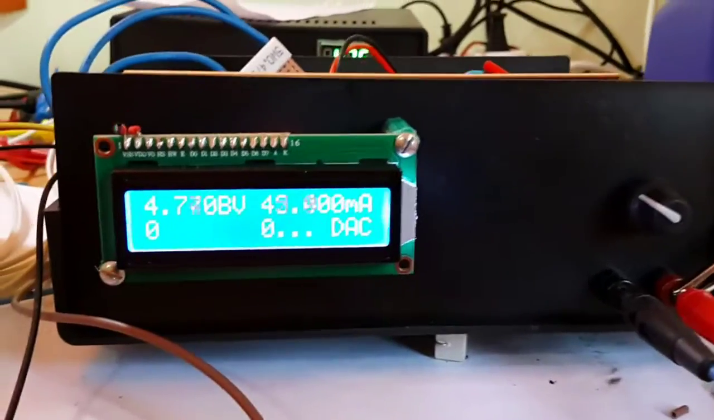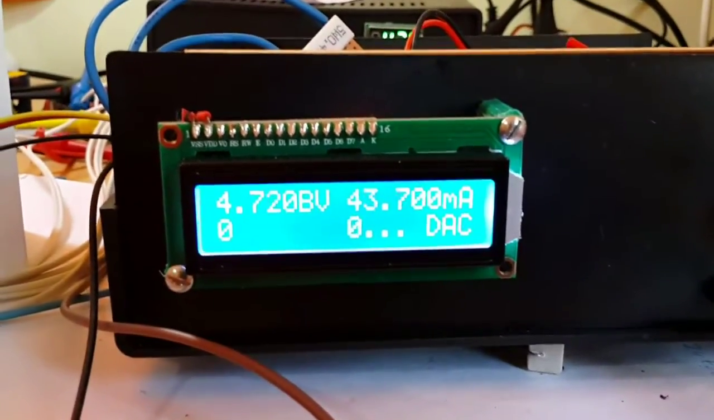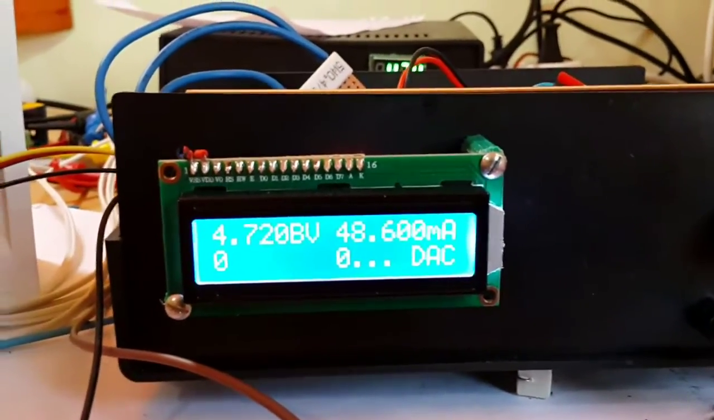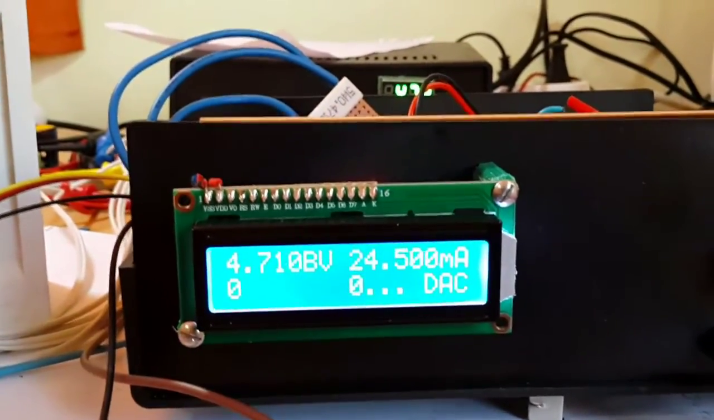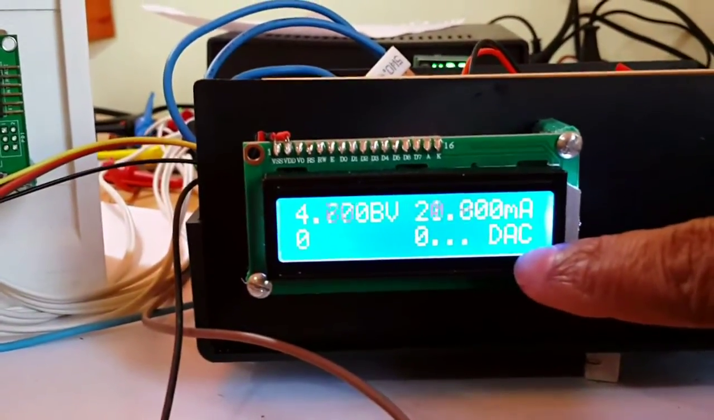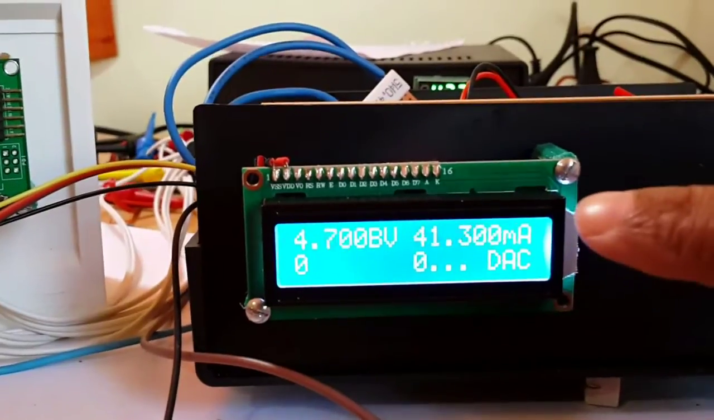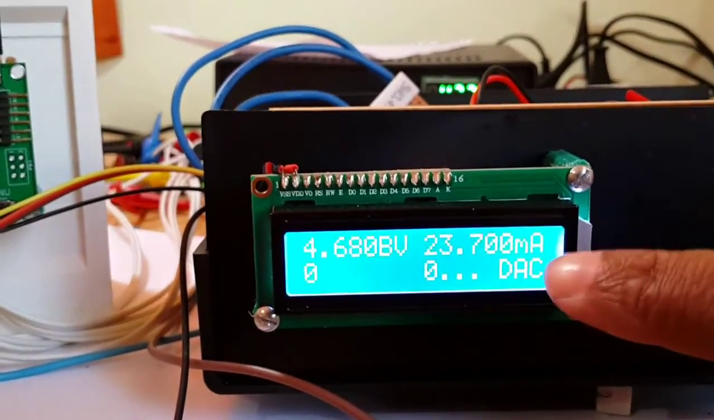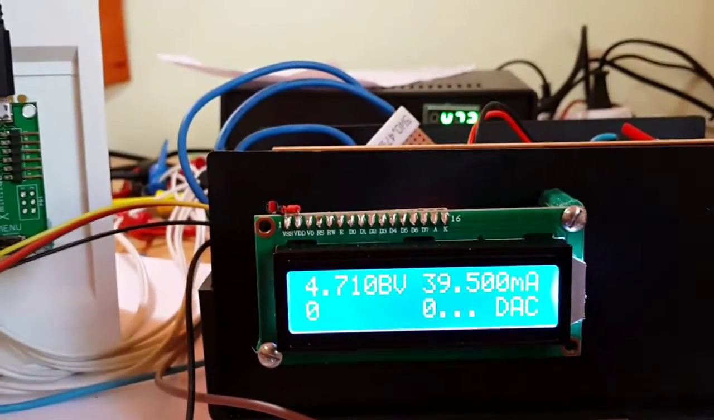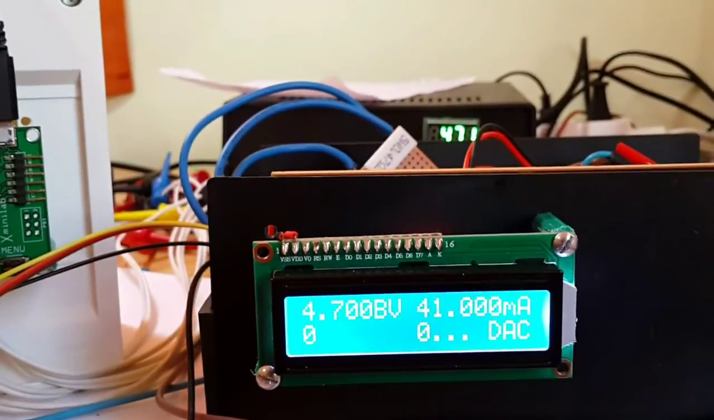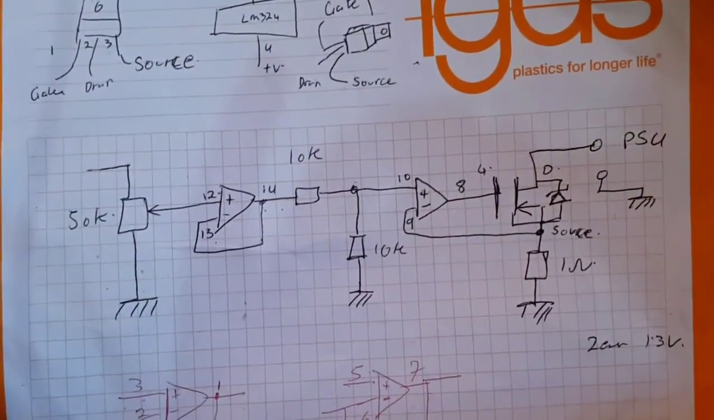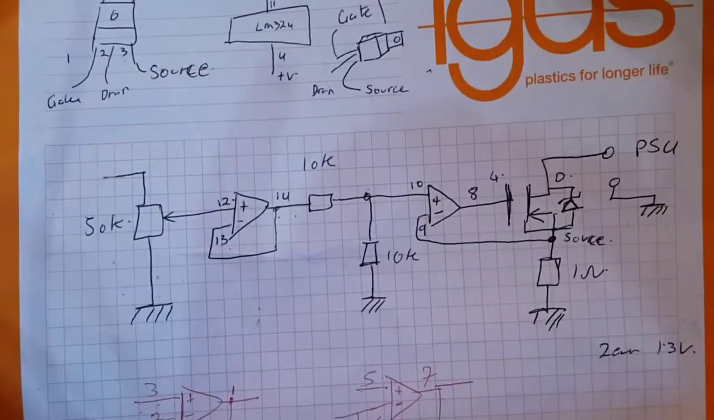We have the bus voltage, right? And next to it, we have the current which is going across the load. Then, just here, we have the value that I'm sending from my Arduino to the DAC. That is 0 to 4,095, which corresponds to 0 to 5 volts, right? It's based on Dave Jones' dummy load.